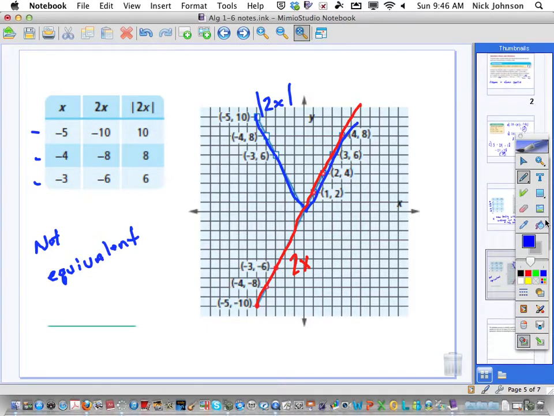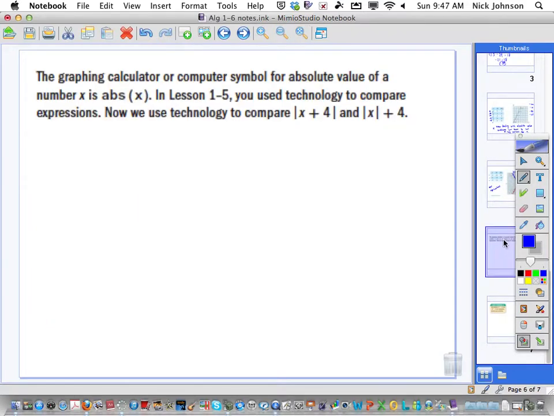That will do another equivalency. The graphing calculator or computer symbol for absolute value of a number x is abs of x. In lesson 1-5, you use technology to compare expressions. Now we use technology to compare the absolute value of x plus 4 and the absolute value of x, plus 4. So we want to see if those two things are equivalent or not. Now, I want you to be careful. Okay? I'm going to type this into my y1. I'm going to type this one into my y2.